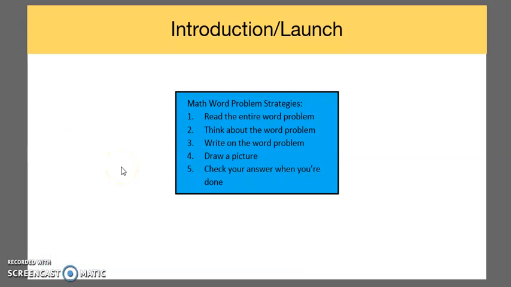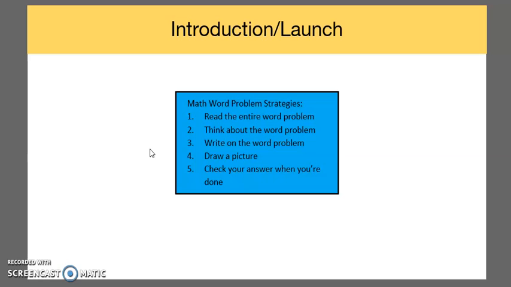Before we get into today's lesson, I'm just going to review 5 math word problem strategies that we can think about and incorporate when working on math word problems. One strategy is to read the entire word problem. Here you might need to read the math word problem 1, 2, or 3 times, and this is to help us think about and understand what the word problem is about, understand the context, and all the information that's provided.